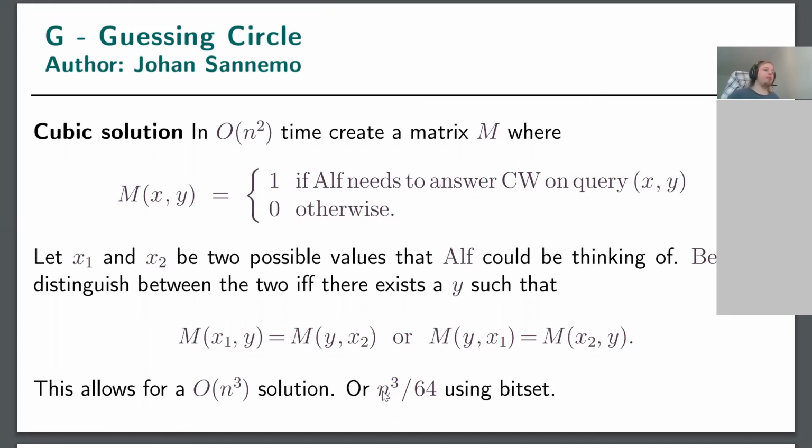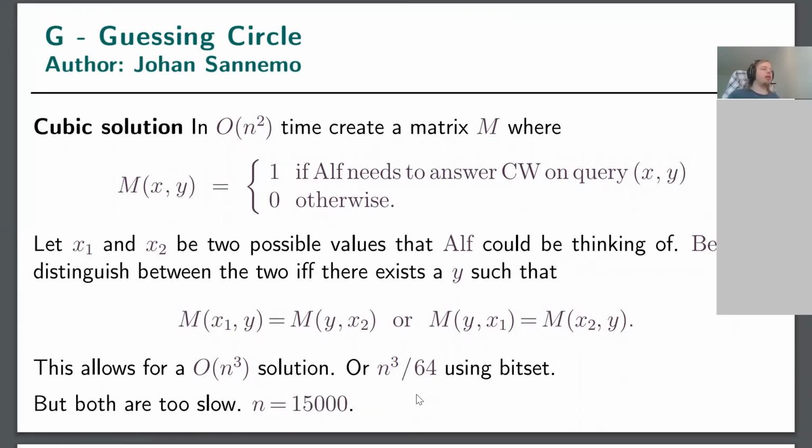Another thing you can think about is that these matrices are really just bit checks. So you can store everything in some kind of bitset, and then optimize these calculations using the bitset. That will give you a bit faster solution, but both are too slow because n is so incredibly large here.